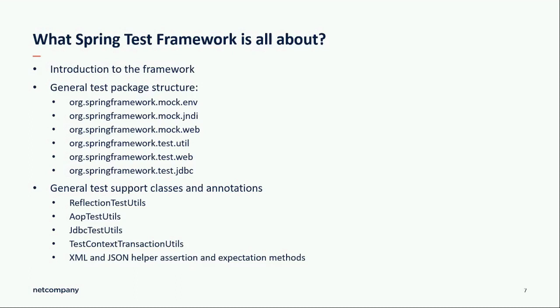And the last thing, which I think is quite nice to have, is the XML and JSON helper assertion and expectation methods. These helper classes make it possible to make normal assertions on XML or JSON content. So if your MVC controller returns, for example, some JSON like a REST API, then you can use this to verify the content of the response from MVC.